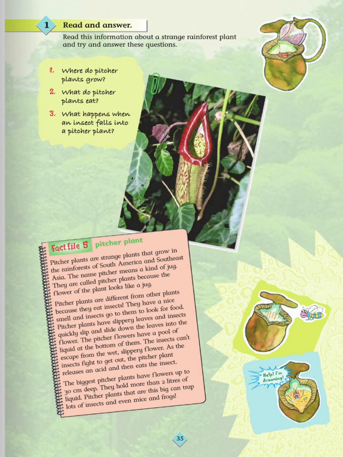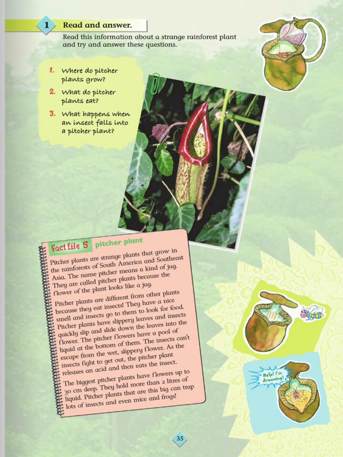The pitcher flowers have a pool of liquid at the bottom of them. The insects can't escape from the wet, slippery flower as the insects fight to get out. The pitcher plant releases an acid and then eats the insects. The biggest pitcher plants have flowers up to 30 centimeters deep. They hold more than 2 liters of the liquid. Pitcher plants that are this big can trap lots of insects and even mice and frogs.